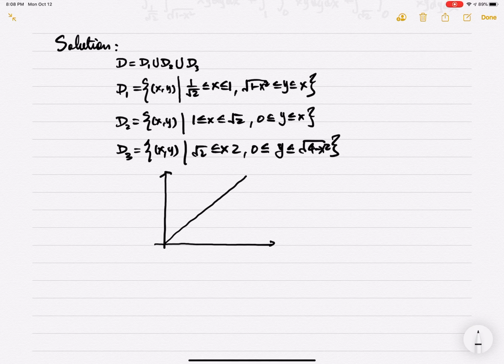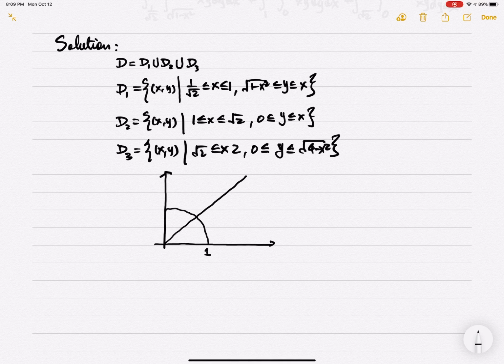Now, y equal to root 1 minus x squared, which is y squared equal to 1 minus x squared, or x squared plus y squared equal to 1. That means that's a circle. So how about we draw this circle with a radius equal to 1. So this is a 1.